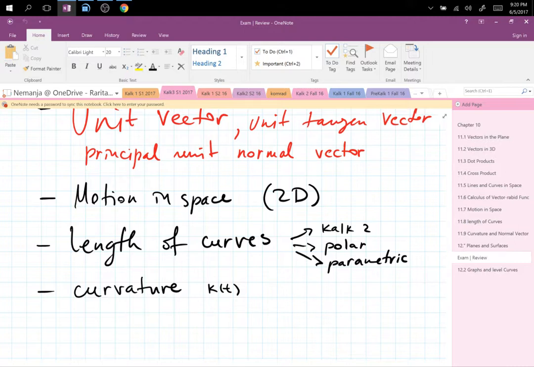So know the basic equation from Calc 2 for length of the curve, but also the new ones that we learned this class, which are the polar and parametric ones. And then at the end we have the curvature. That was the last. You also voted not to have 12.1 on the test. So the exam ends with whatever, 11.9 or whatever was the curvature. Yeah, 11.9.